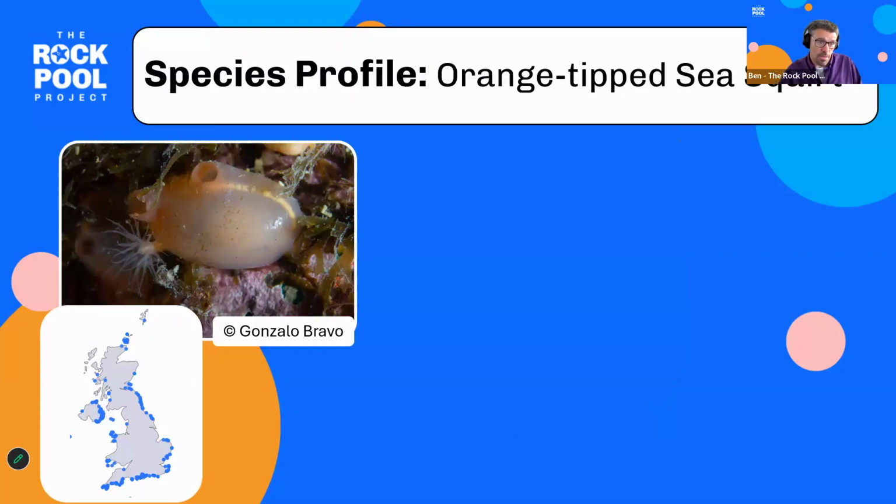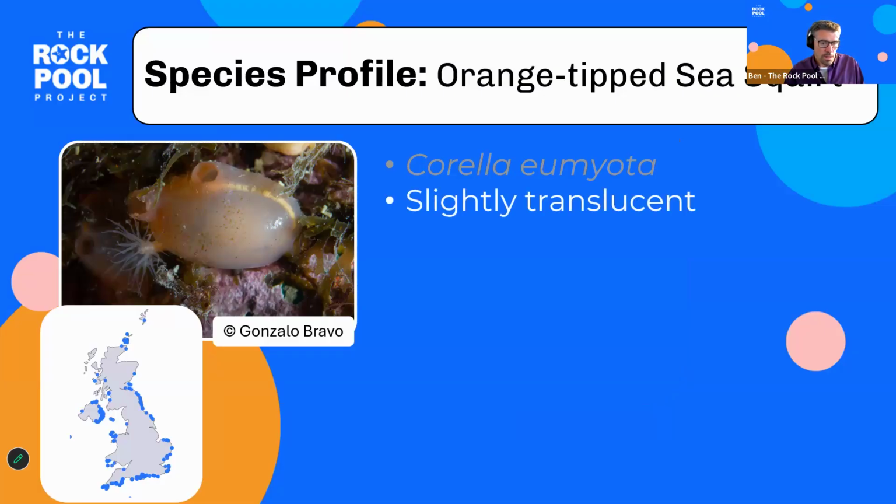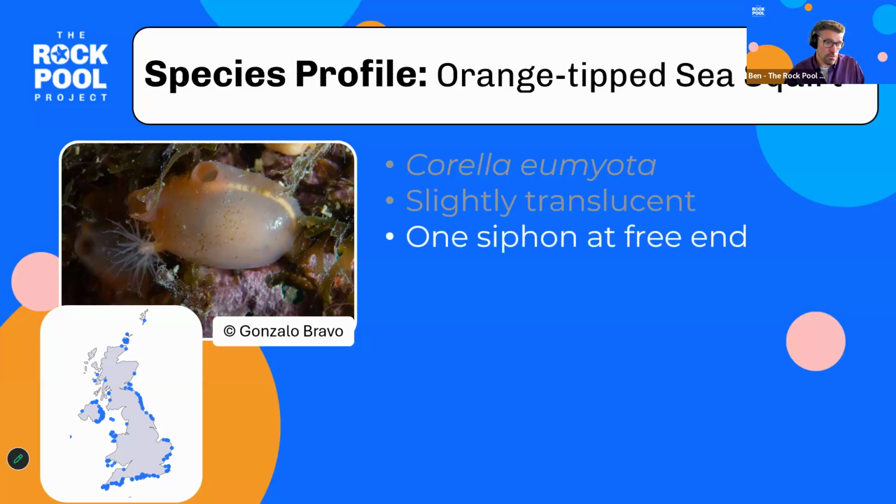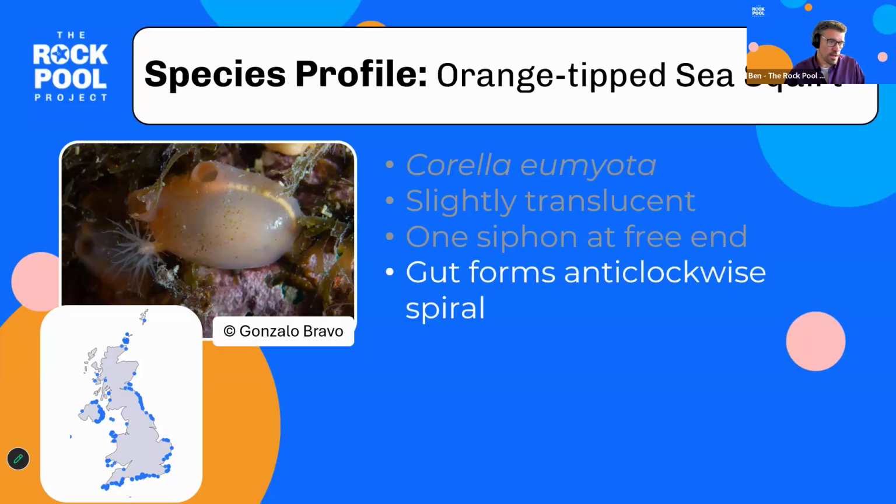Next one is another sea squirt. This one is called the orange-tipped sea squirt on iNaturalist anyway. It's Corella eumyota is the Latin name. Quite a common species. It's found all around the country, not so much in north western Scotland, but most other places. Slightly translucent, slightly see-through. It has one siphon at the end of it, so you can see this one's got a very clear siphon there. And you can see its guts in this picture here.